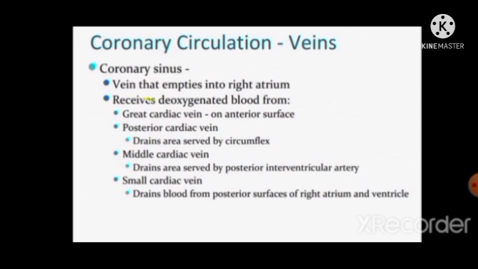Coronary sinuses, veins that empty into the right atrium, receive deoxygenated blood from the great cardiac vein on the anterior surface, and the posterior cardiac vein drains the area served by the circumflex. The middle cardiac vein drains the area served by the posterior interventricular arteries. This is the overall circulation of the blood on the surface of the heart. The small cardiac vein drains blood from the posterior surface of the right atrium and ventricle.